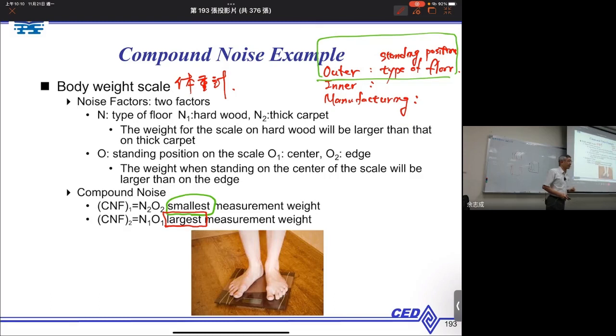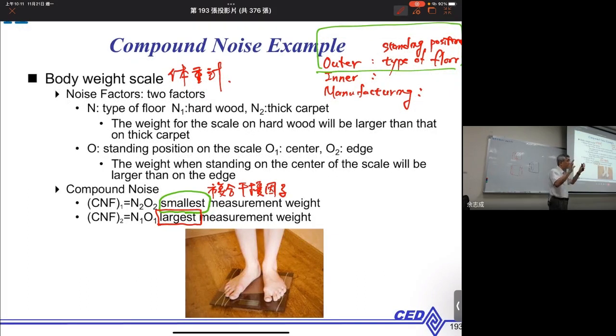So these are 2 combinations. Each combination is a combination of 2 noise factors, type of floor and the standing position. Under one combination, your result from the bathroom scale will give you the lowest weight. On the other hand, the other combination will give you the largest weight. So we call this combination a compound noise.